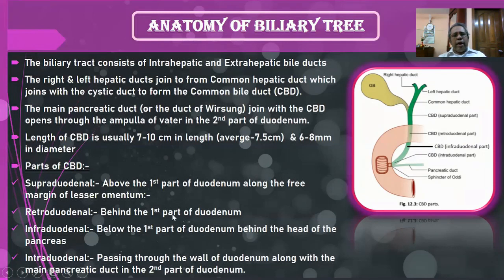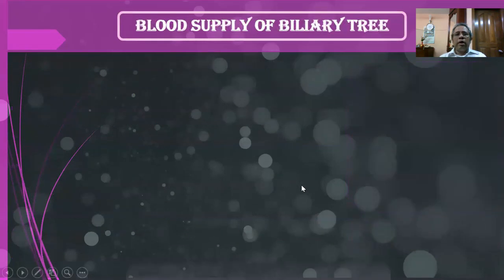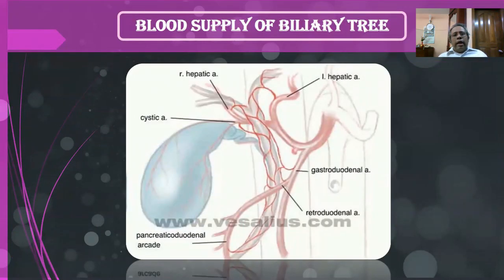Retroduodenal, behind the first part; infraduodenal, below the first part, behind the head of the pancreas; and intraduodenal, that is passing through the wall of the duodenum along with the main pancreatic duct in the second part of the duodenum. So these are about the anatomy of the biliary tree. That anatomy is the structure for the drainage system.